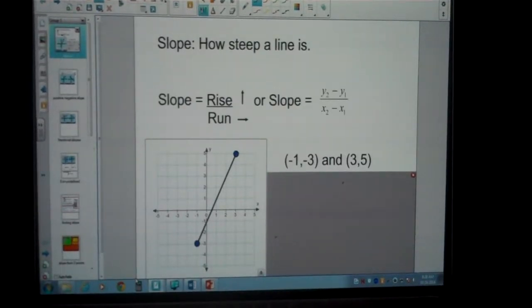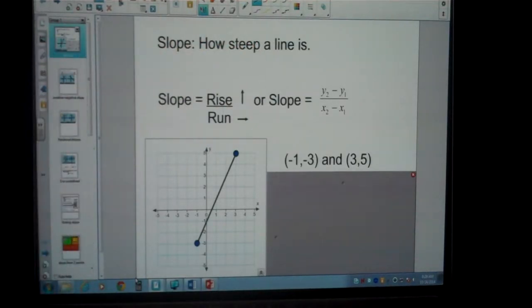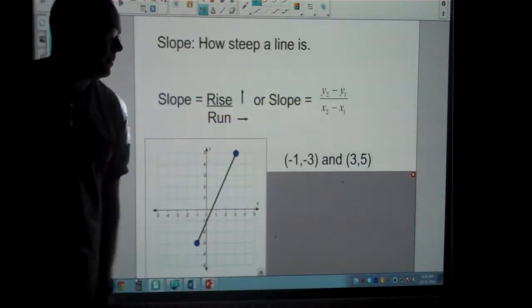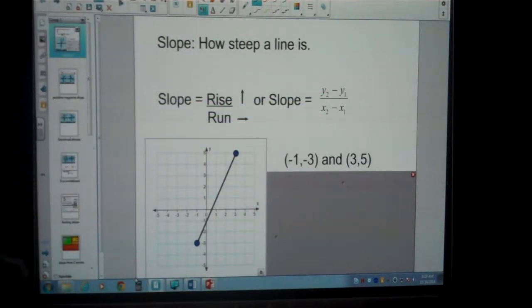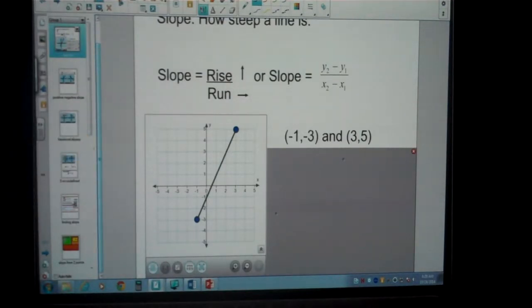So today what we're going to look at is how you find the slope of a line. And a basic definition of slope is how steep something is. And there's going to be two formulas that you're going to need to learn for this section that aren't on the SOL. One of them is rise over run, and the other one is y2 minus y1 over x2 minus x1.